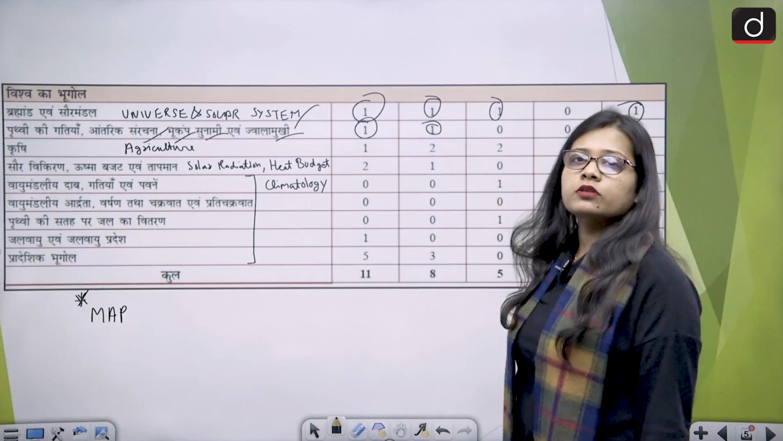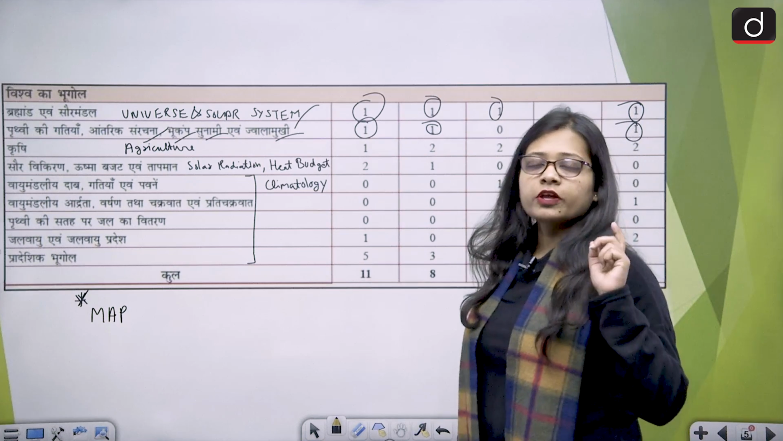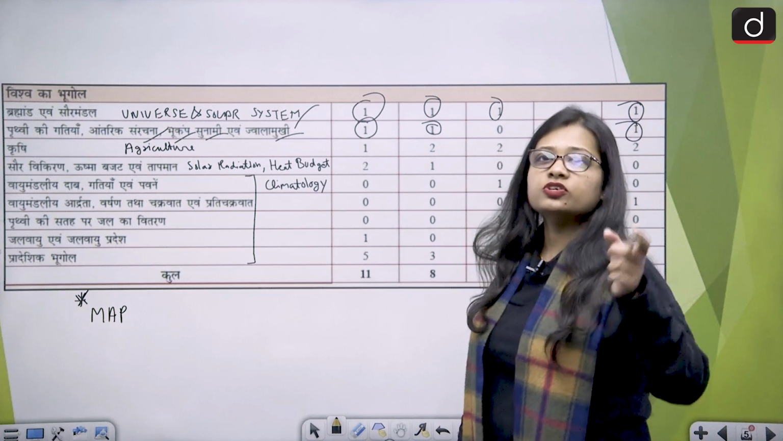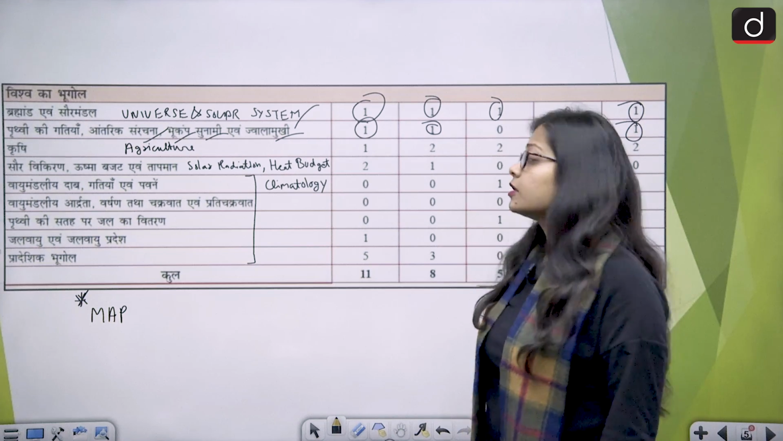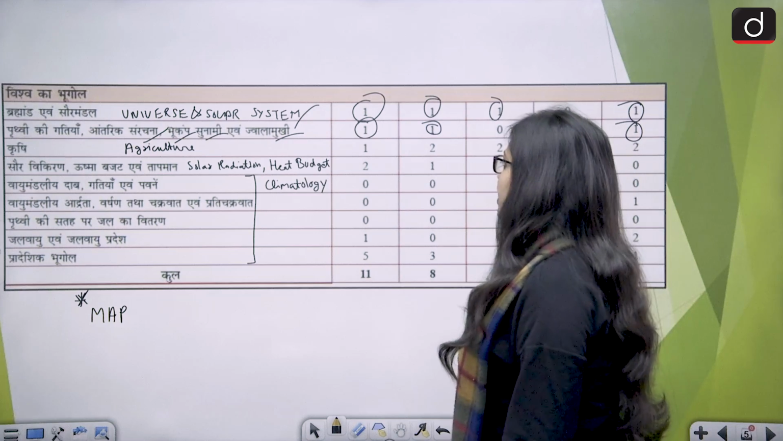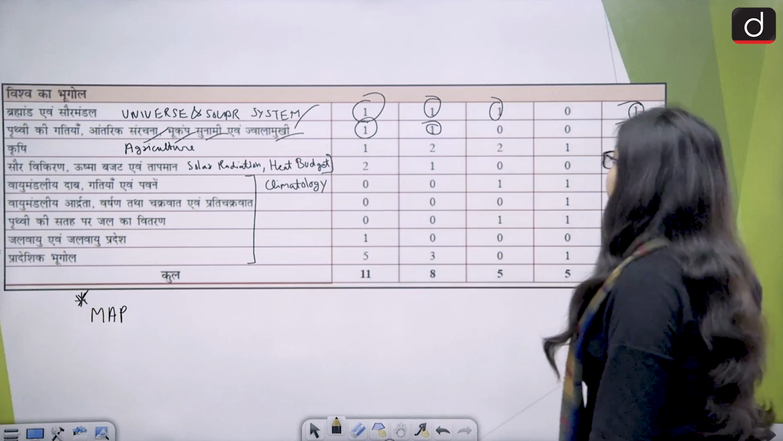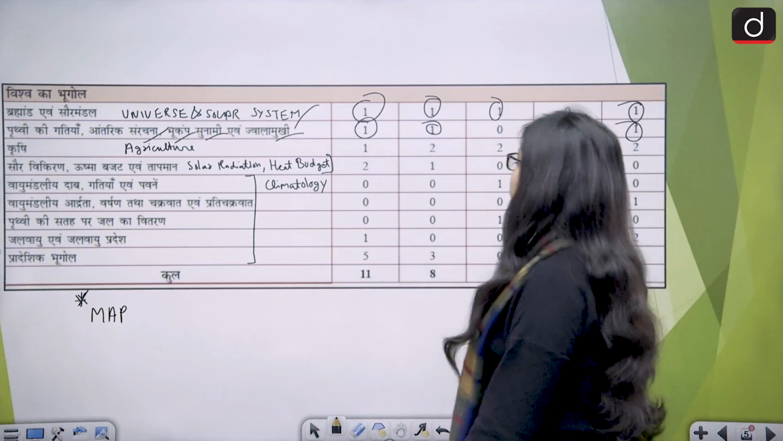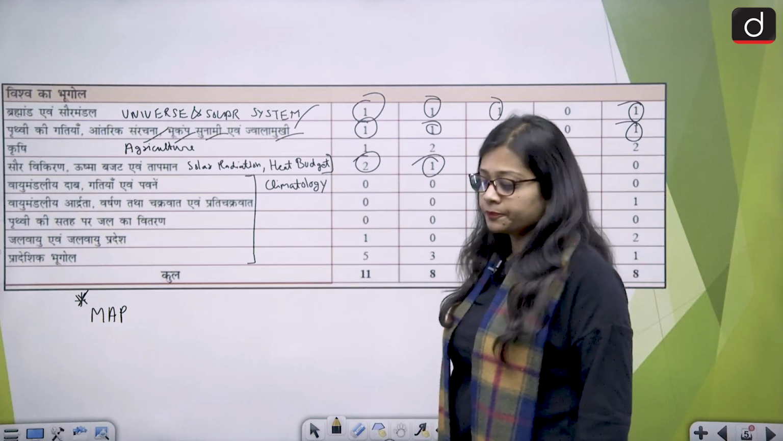So in this respect also you need to be very well aware, and when I talk about the cyclone, the location of the cyclone also becomes important, that where that particular thing has taken place. Then comes the aspect of solar radiation, heat budget. From solar radiation and heat budget, 2 questions were asked in the year 2023 and a single question was asked in the year 2022.